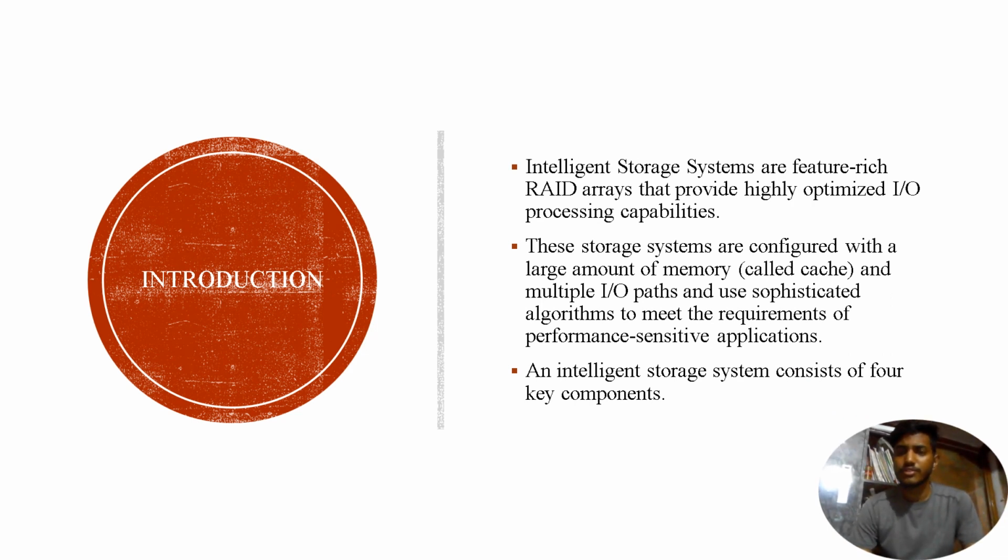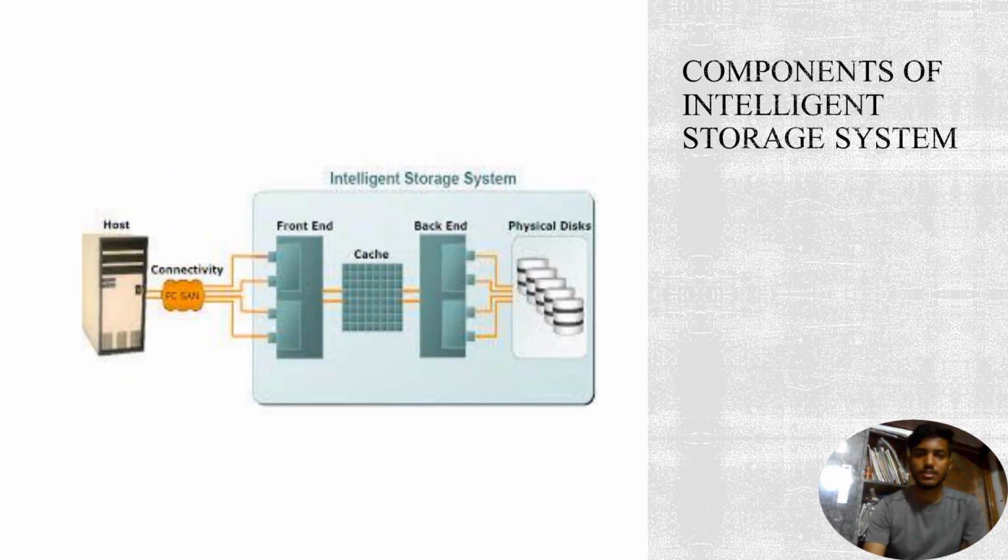Intelligent storage systems are feature-rich RAID arrays that provide highly optimized I/O processing capabilities. These storage systems are configured with a large amount of memory called cache and multiple I/O paths, and use sophisticated algorithms to meet the requirements of performance-sensitive applications. An intelligent storage system consists of four components. That is, this is the intelligent storage system: host, front-end, cache, backend, and physical disk.